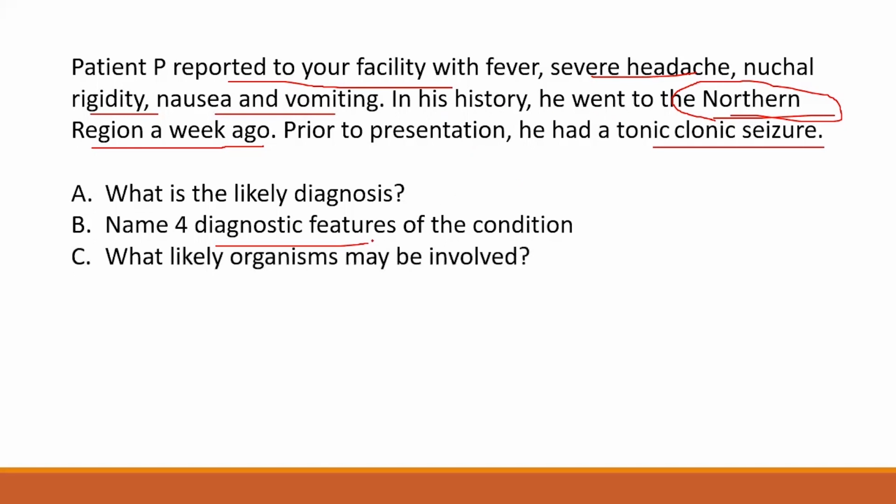What likely organisms may be involved? If we are looking at bacterial meningitis, due to the history of this person, what organisms could be the causative agent? Of course, you can be thinking of Neisseria meningitidis. Then Streptococcus pneumoniae. Then Haemophilus influenzae. So any of these will be correct.